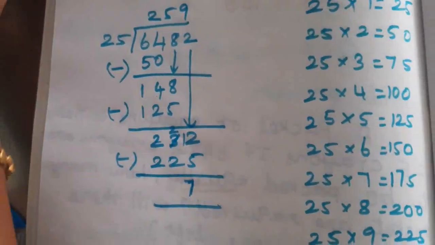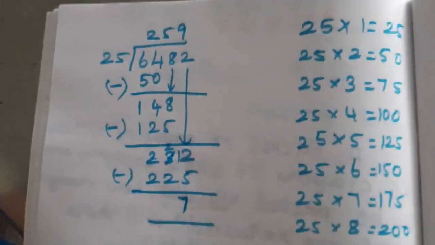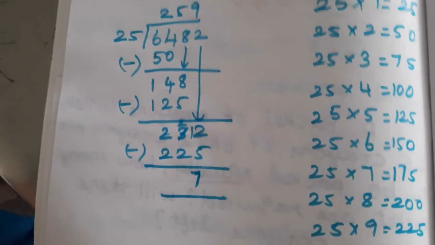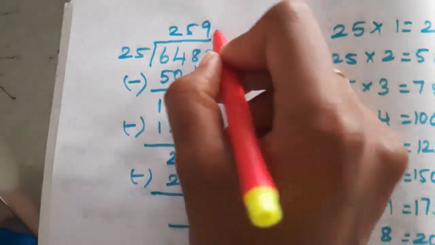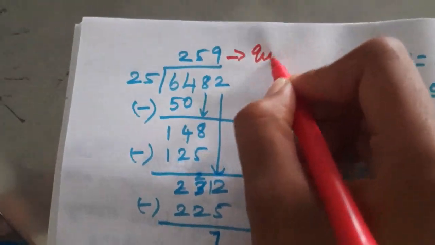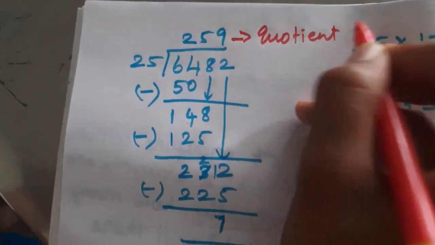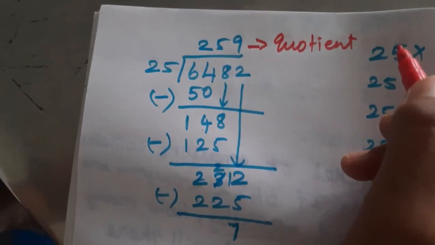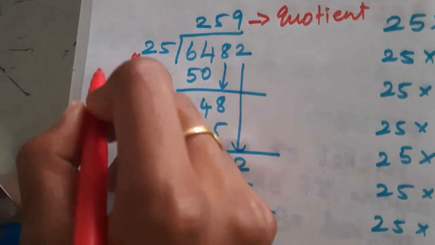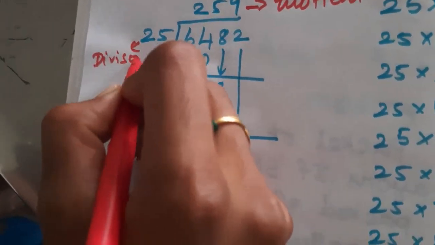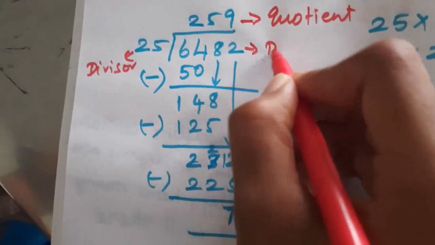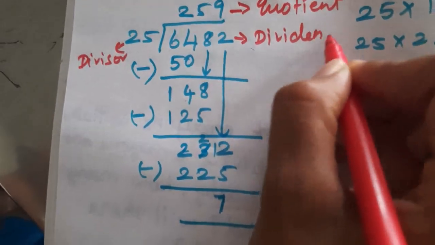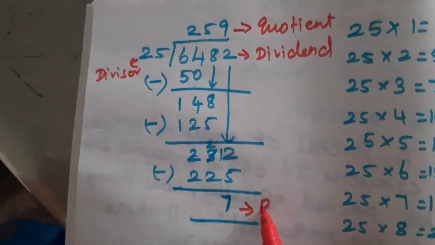So now you can identify which is dividend, quotient, remainder. Listen carefully. This one is the quotient. Next one, this one is the divisor. Next, this one is the dividend. The last one is the remainder.